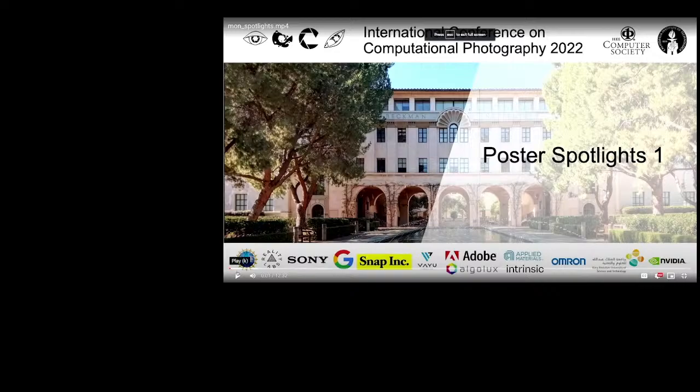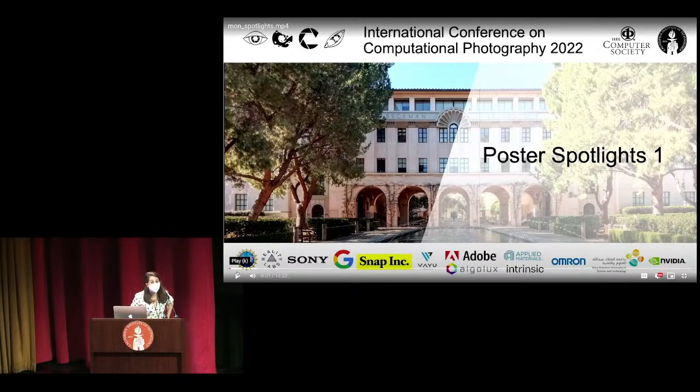Okay, so these are the poster spotlights. We have two spotlight sessions today and tomorrow, but these are the ones that will be presented this afternoon. These were the top posters that were submitted, as decided by our poster chairs. We'll play through them, and afterwards we'll go out to the poster session.